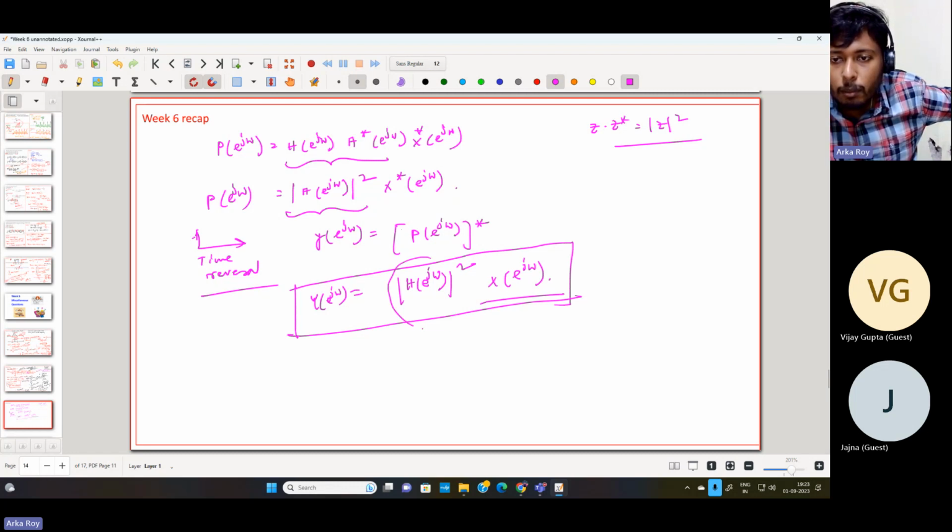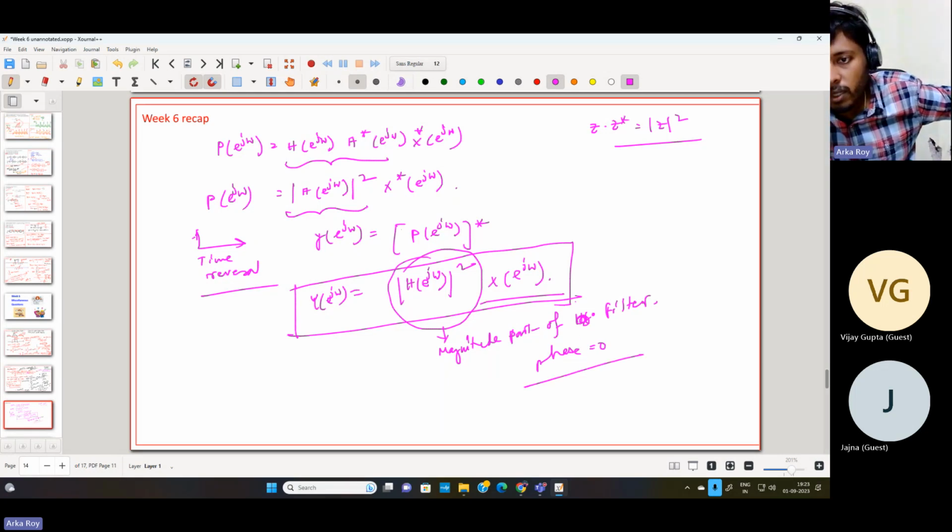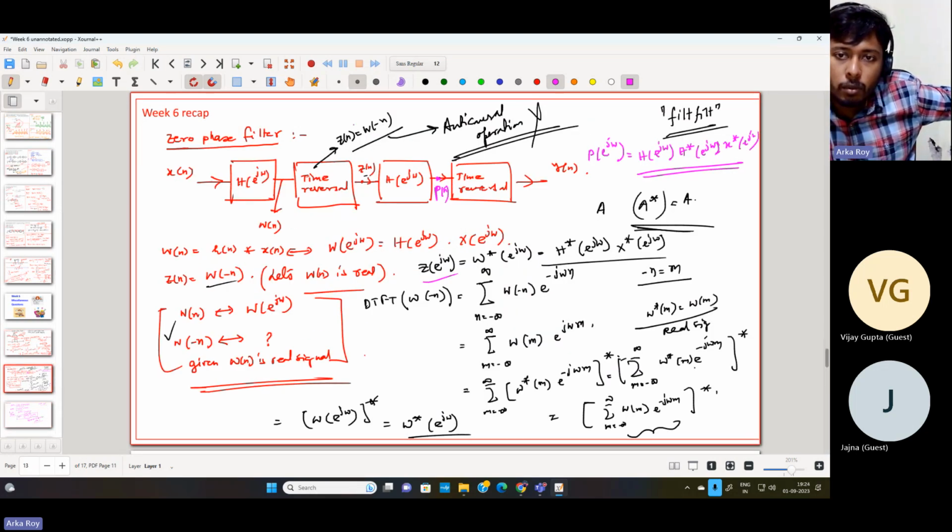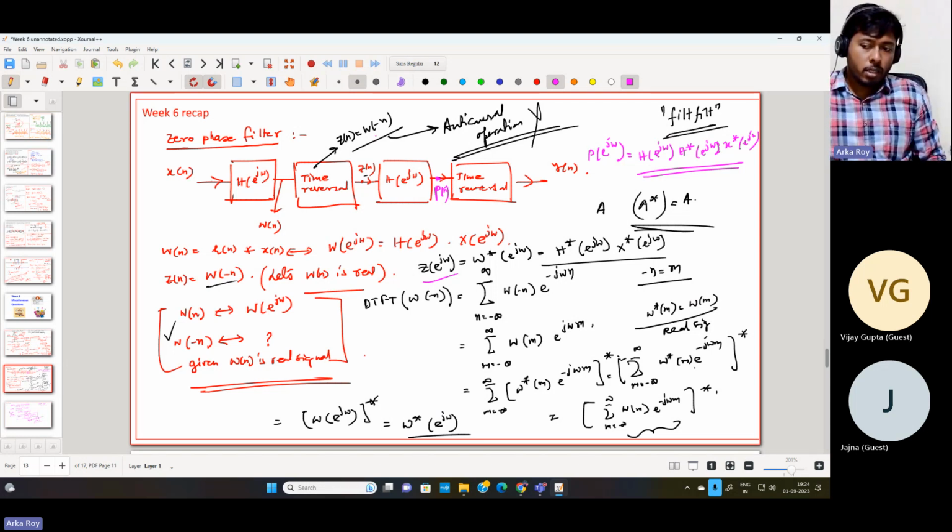So we are taking the magnitude part of the filter. That means phase equals 0. Therefore, this is a zero phase filter. But the only problem is that we need to do this anti-causal operation W of minus n. So this time reversal operation is not possible in real-time digital signal processing. But in case of image processing, as there is no concept of time, we can readily consider this anti-causal operation and perform it.